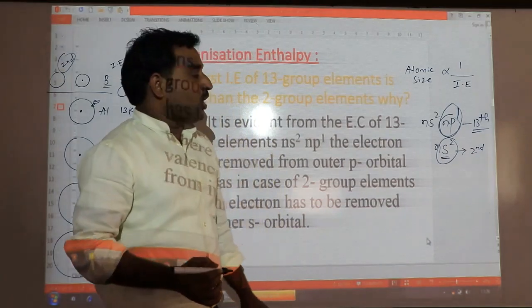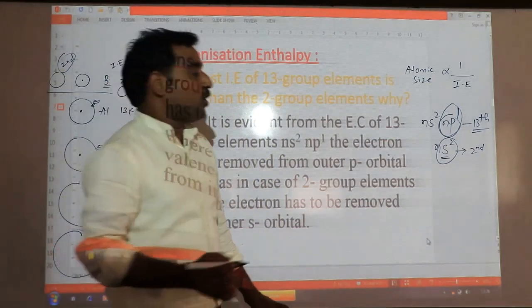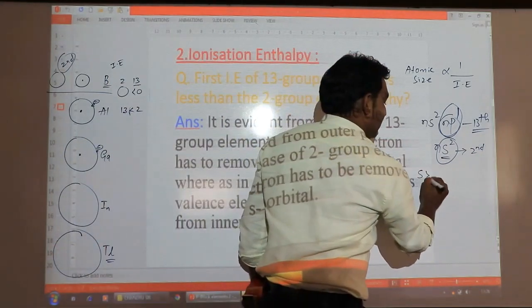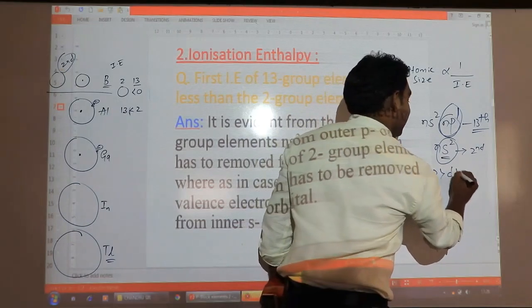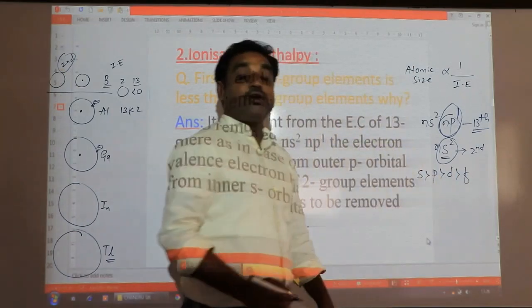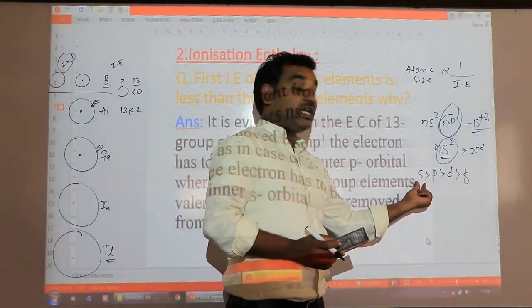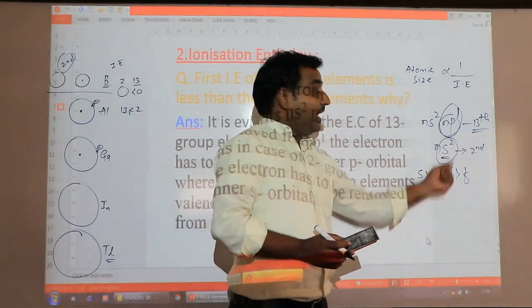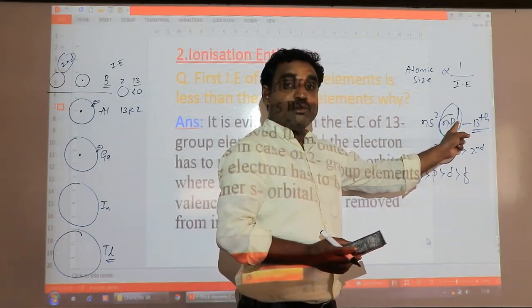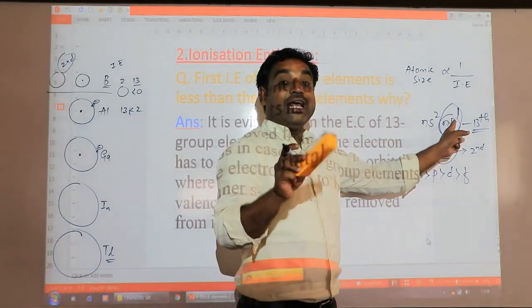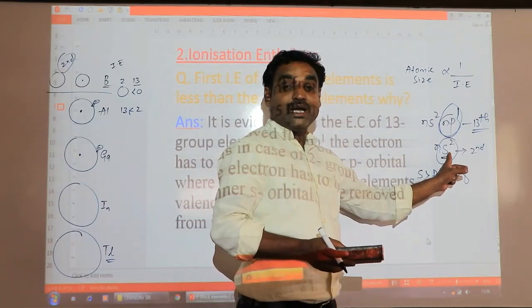If you talk about the penetration effect of those orbitals, s is more than p, more than d, more than f. If you want to remove an electron from the s orbital, we need more energy compared to the p orbital. Hence here we are removing the electron from the p orbital, we need less energy compared to the second group element.